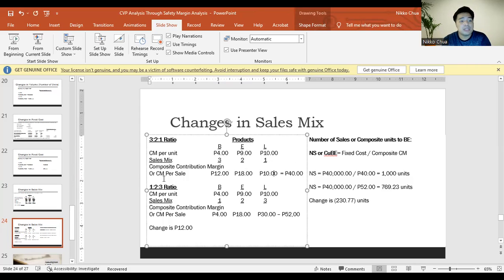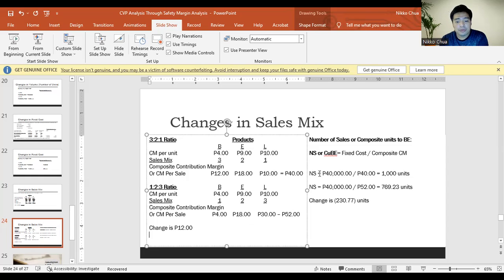Pero kapag there's an exchange, for example, ang B is naging 1, ang E is still 2, but ang L naging 3. So, i-times po natin, 4 times 1 is equals to 4, 9 times 2 is equals to 18, then 10 times 3, that is 30, is equals to 52 peso po. So, 52 peso. So, the change there is 12 peso. So, there is an increase po.